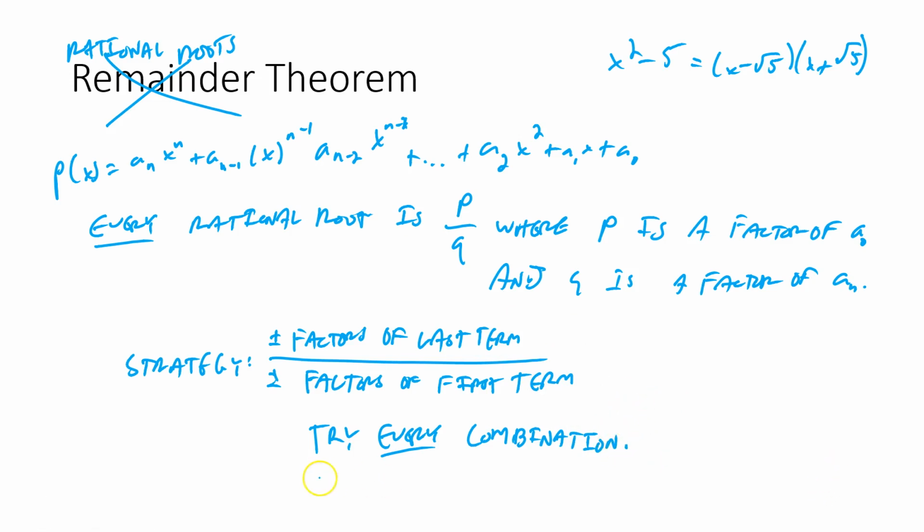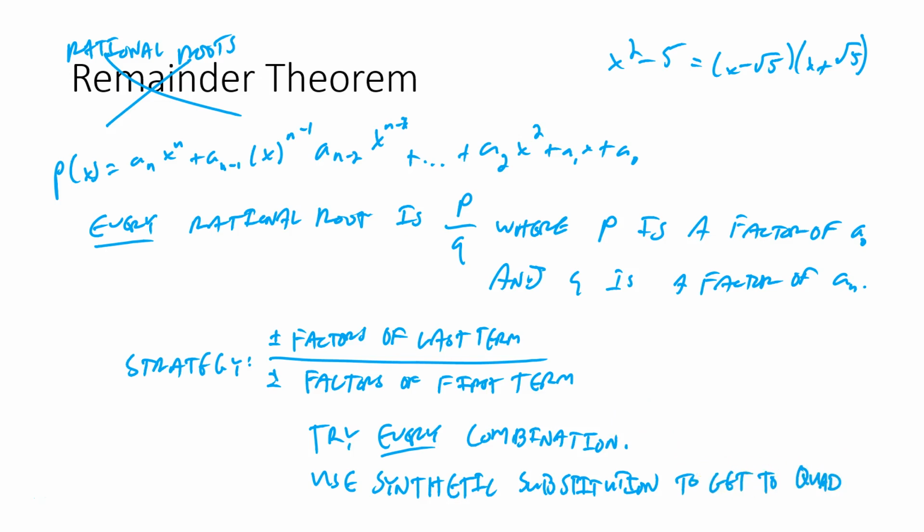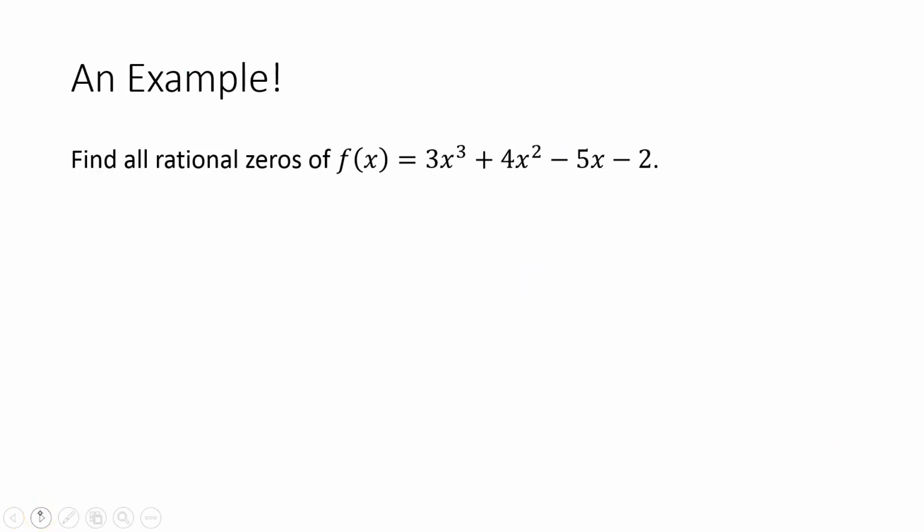Okay? And what we're going to do is we're going to use synthetic substitution on this. You can call it synthetic division or substitution, either one. And our goal is to get down to a quadratic, because once we're down to a quadratic, we can either use the quadratic formula or we can use factoring to figure out the rest of it. So use synthetic substitution to get to a quadratic. Once we're at a quadratic, we can use those other strategies. So let's take a look at an example. Find all rational zeros of f of x equals 3x cubed plus 4x squared minus 5x minus 2.